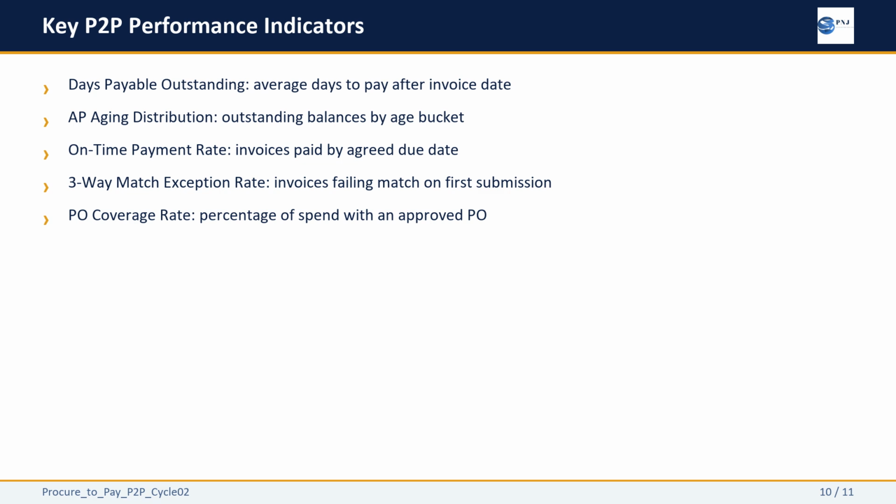The three-way match exception rate shows whether invoices are arriving in good order or whether there is a systemic mismatch between POs, GRNs, and invoices. And PO coverage rate is the headline measure of procurement discipline. What percentage of spend actually went through the proper process? Together, these 5 tell you most of what you need to know about the health of a client's P2P cycle.